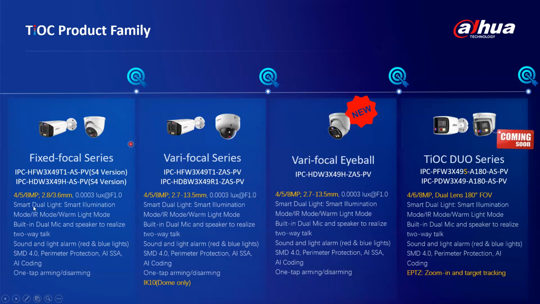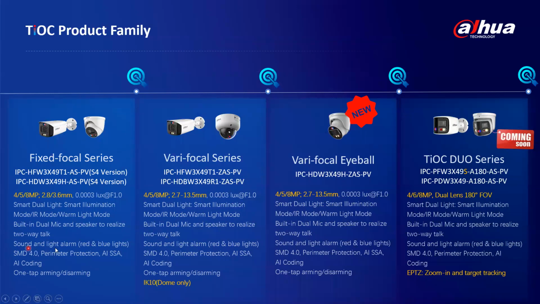Alongside having the smart dual lighting with the 3 modes, again, the product has built-in dual mic and speaker to realize two-way communication. So for it having the dual mic, it's basically going to capture high quality audible audio from the surroundings where that particular camera is installed. And again, a speaker just to realize the two-way communication between the person where the camera is and the other person who's remotely placed. So apart from that, the camera then supports sound and light alarm.